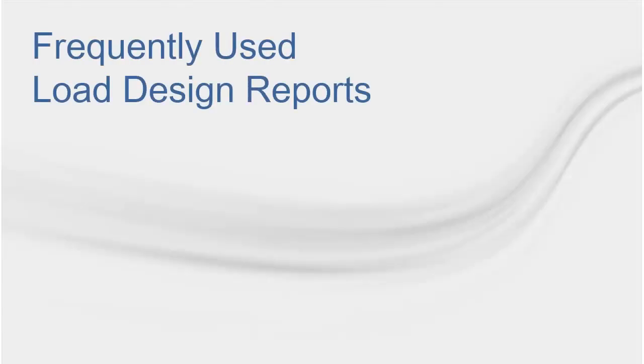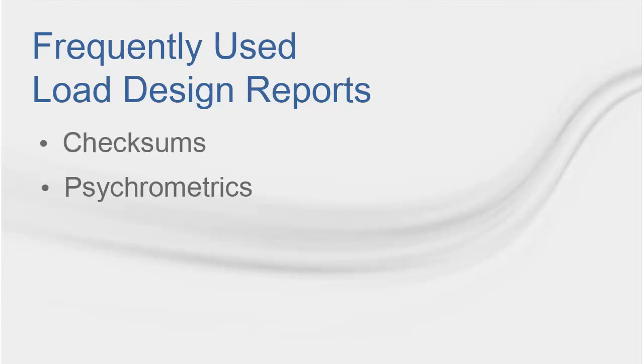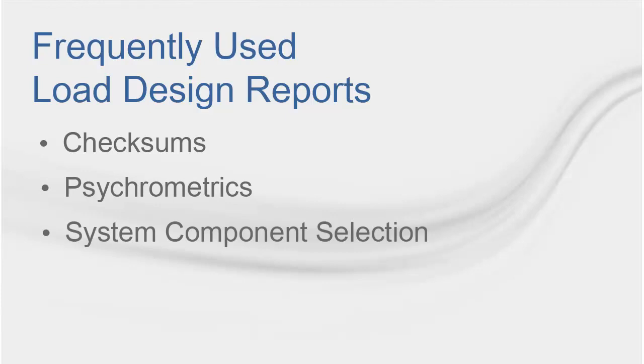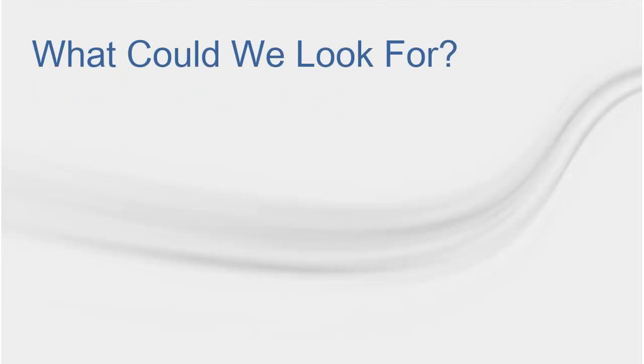With Trane 700 load design reports, there are some reports that can be more important than others. In this case, we'll focus on 3 reports here that are frequently used by our customers: the checksums, psychrometrics report, and system component selection report, which can be used for a variety of interpretations. When doing a load design analysis, we typically see our customers looking for ways to reduce load on their systems, troubleshoot results, or even size their equipment.